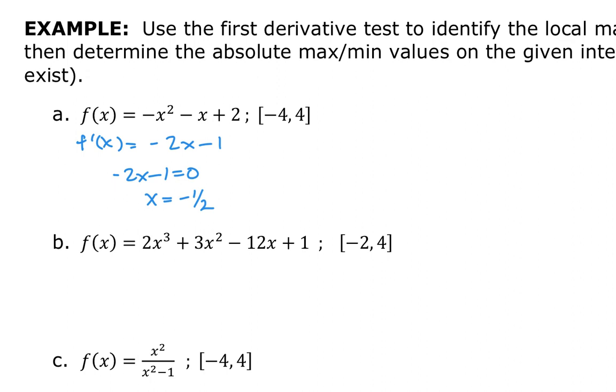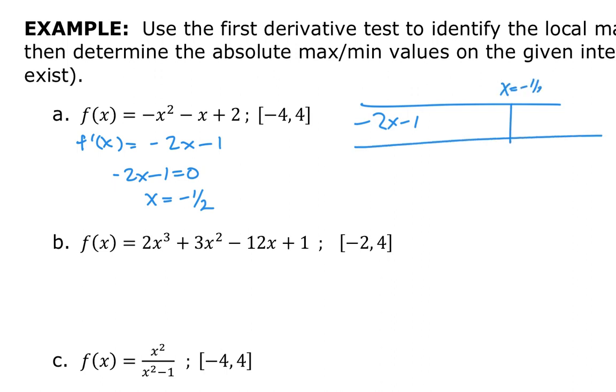So I'm going to do a sign chart. I have negative 2x minus 1. It's the only thing I have to worry about. And when x is equal to negative 1/2, I'm going to choose something on the left side. So in this interval, from negative infinity to negative 1/2, I'm going to choose x is equal to negative 1. So if I put in negative 1, this is positive, so this is increasing.